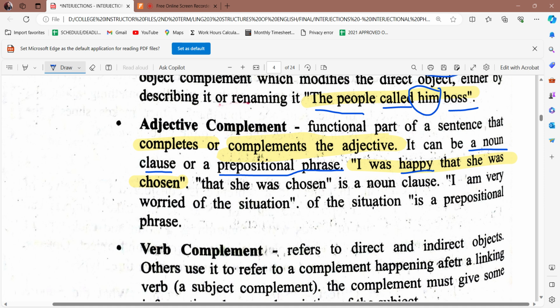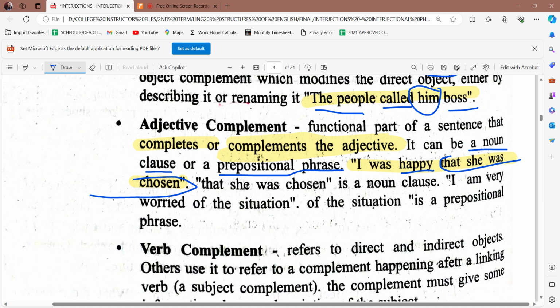Okay? So in the sentence, I was happy, the adjective here is happy. Why was she happy? Now, we can answer: because she was chosen, or that she was chosen. Therefore, that she was chosen is a noun clause. Since it is a noun clause that completes or complements the adjective, that she was chosen is our adjective complement.